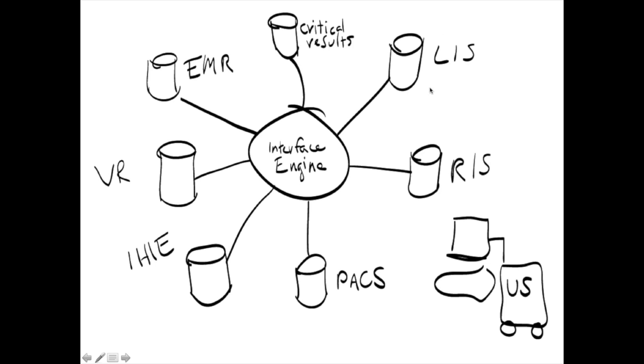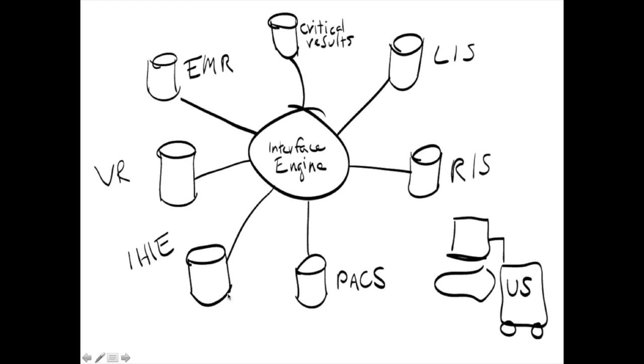Over here you have the laboratory information system. This I think was a missed opportunity. I think it really should be called a pathology information system, but that's a joke for another day. Over here you have the radiology information system, or the RIS. You have the PACS system, which stores images. Our ultrasound modality over here.